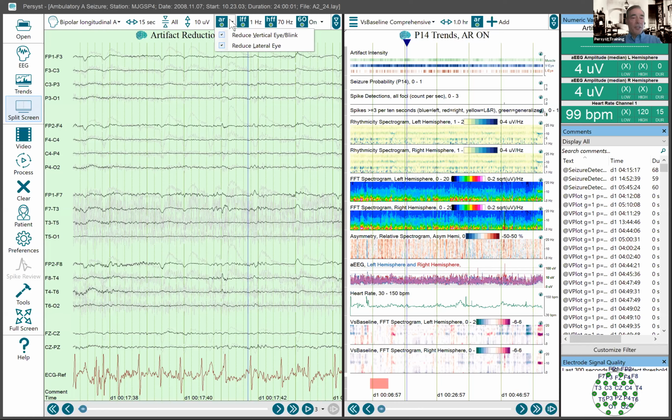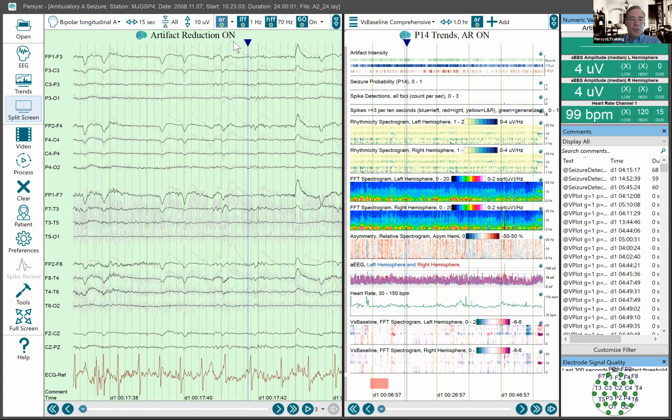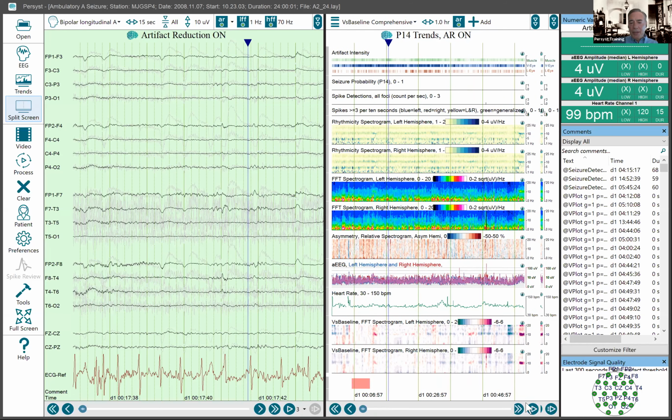And one of the interesting things is you can just use muscle, and you can also have it not remove lateral and vertical eye as well. So you can control some aspects of that as you're going. So right off the bat, we have trends that we described just prior to this using that periodic seizure example. And first thing I'm going to do in this case is I'm just going to page forward in the trends.